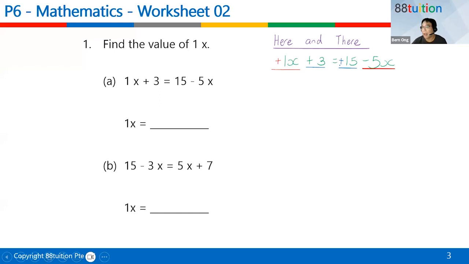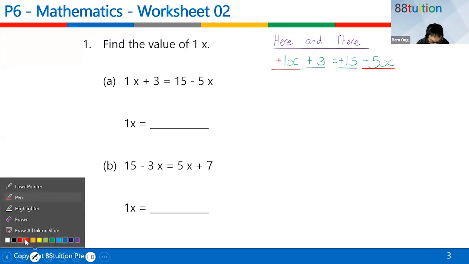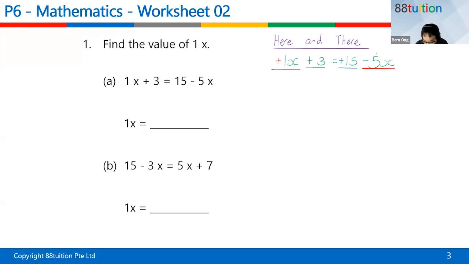Ask yourself, who is heavier? Look at this, we have a negative number. Negative means a bit like underweight. Minus means underweight, versus a plus, which is like overweight. So who is heavier? The 1x is heavier.